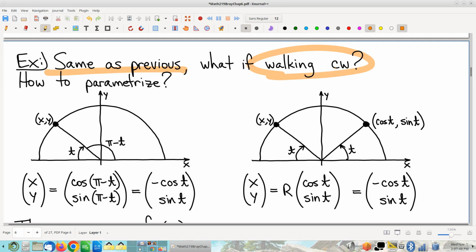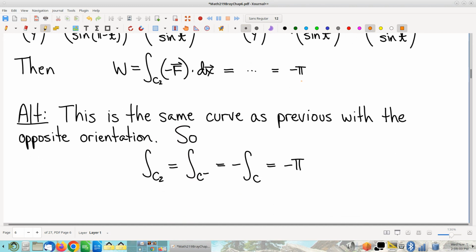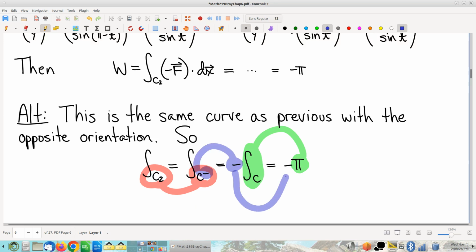I'm going to start with the best one, and that is to say, look, if the direction is the only thing that's different, then I suppose I maybe ought to reparameterize. But here's the thing: I've already computed the integral over my original counterclockwise curve. I've already decided that that's pi. And what I'm doing now, my new curve is just an opposite orientation on the original curve, C. And we know that going the opposite direction just gives you a minus sign on your answer. And so my answer has to be negative pi.